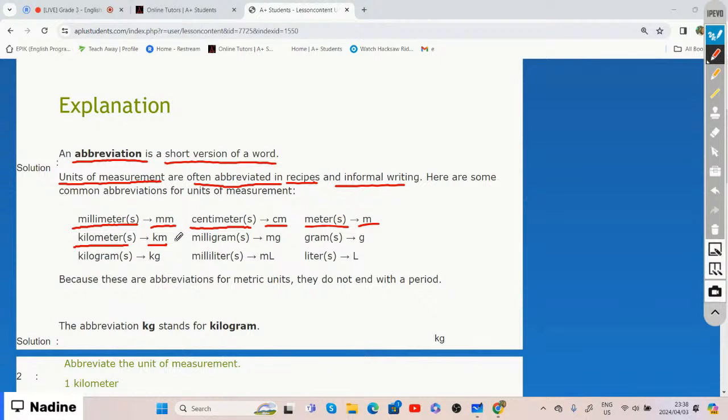Then we also have milligrams, which is also smaller. Milligrams is mg. And then we also have a gram, which is a bit bigger, which is g. And then we have kilograms, which is bigger, which is kg. Like the goods that you buy in the shop, right? A kilogram of sugar, a kilogram of flour.